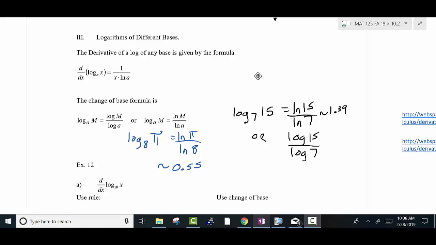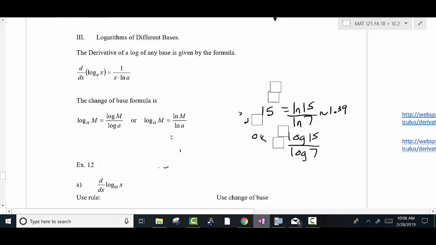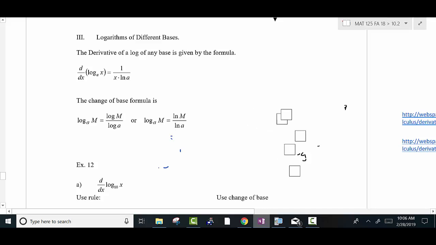I want to first of all review the change of base rule that we did at the very end of class last time. So I want to just go over how that works real quick, because if you know this rule, it'll keep you from having to learn one more derivative rule. Okay, so it works kind of like this.